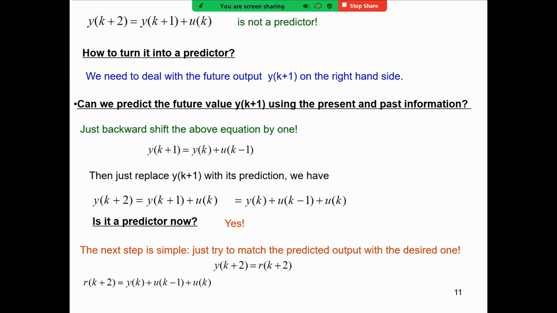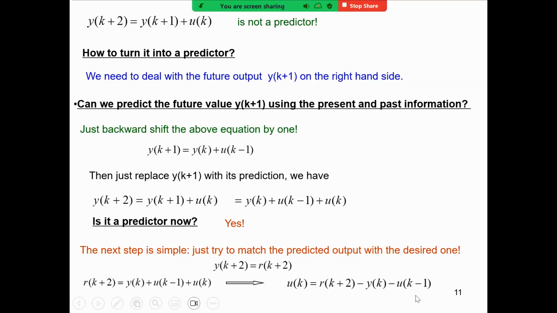Okay, so the lesson we have learned from this example is that you have a difference equation, then you try to put it into a form such that that equation contains the input UK. And then you try to figure out whether it is a predictor. If it is not in the form of a predictor, then you try to turn it into a predictor. Once you have a predictor, then the problem can be easily solved, okay? So the concept of what a predictor is, is very important.